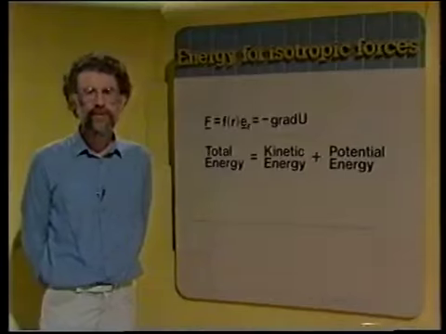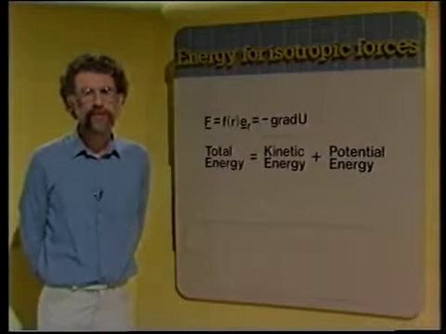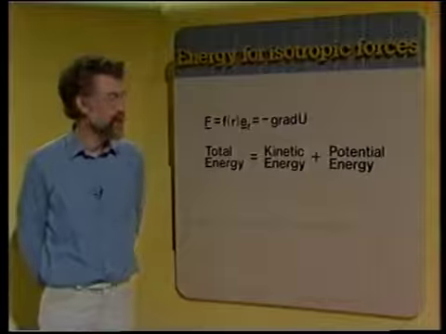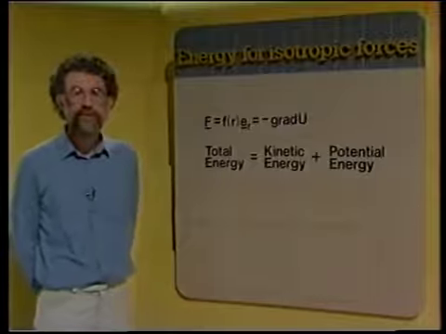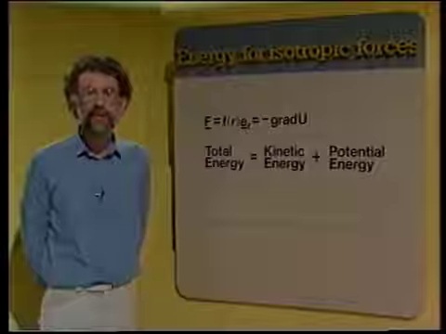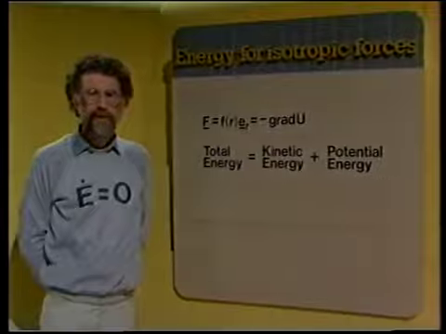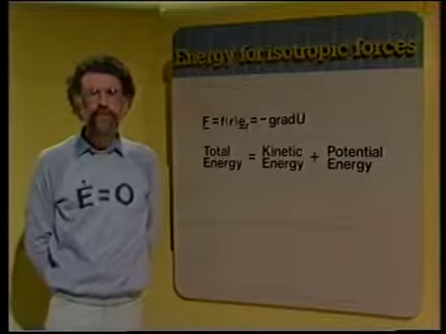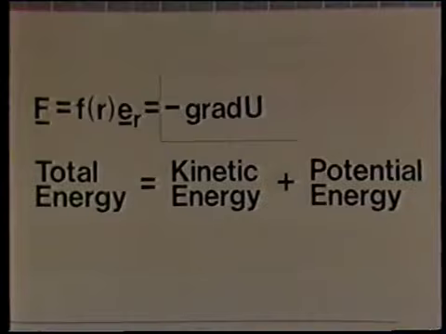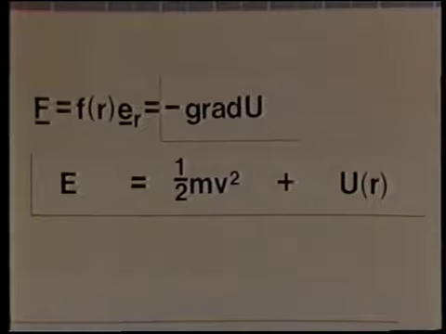So we can define the total energy of a particle moving under an isotropic central force. It's the kinetic energy plus the potential energy, as we've just described. And the total energy is conserved. This is true for any isotropic central force. The kinetic energy is a half m v squared, and the potential energy is U.